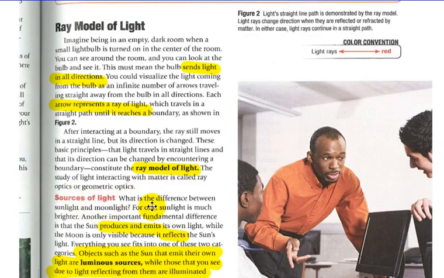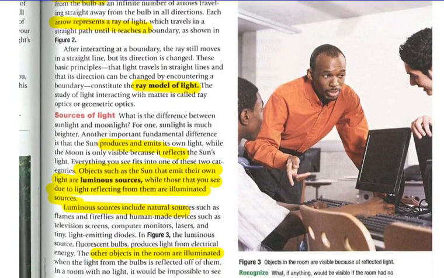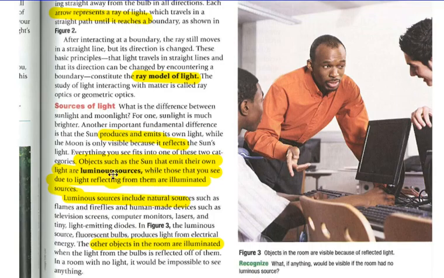Okay? Sources of light. What is the difference between sunlight and moonlight? For one, sunlight is much brighter. Another important fundamental difference is that the sun produces and emits its own light, while the moon is visible because it reflects the sun's light. Everything you see fits into one of these two categories. Objects, such as the sun, that emit their own light are said to be luminous sources, while those that you see due to light reflecting from them are called illuminated sources.